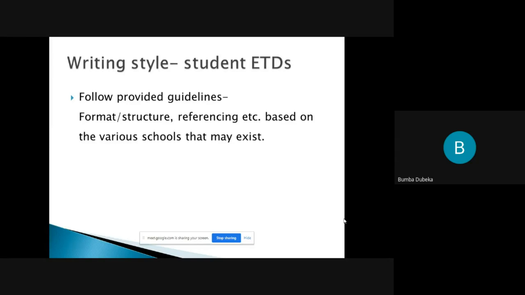So our ZCAS students have a writing style which is provided for ETDs. So we encourage that even as we are ingesting content in our repository, those should be followed. And as an officer or librarian or library personnel who is ingesting content, they must make sure that the provided guidelines are followed based on the various schools, because the other two schools have the same one, the School of Law has a different format. So to maintain uniformity, we thought this should also come out in our guidelines.